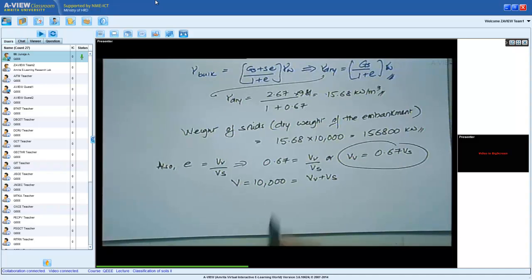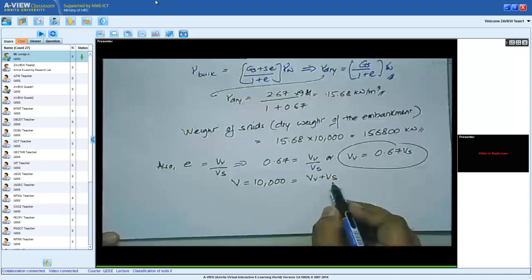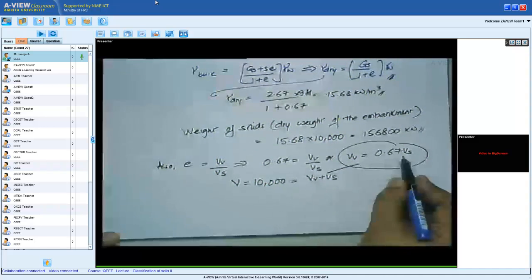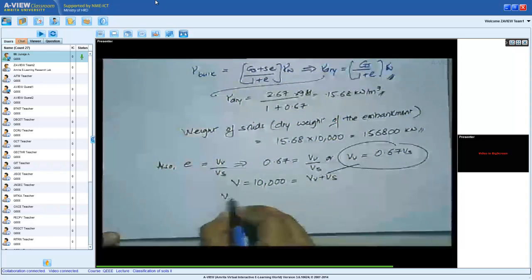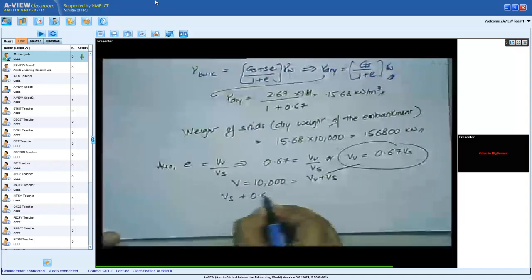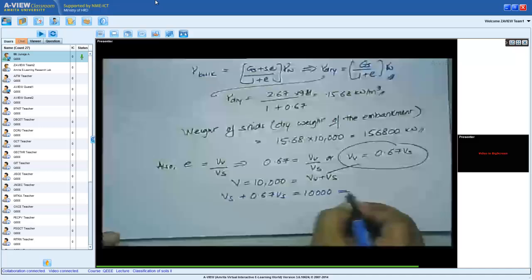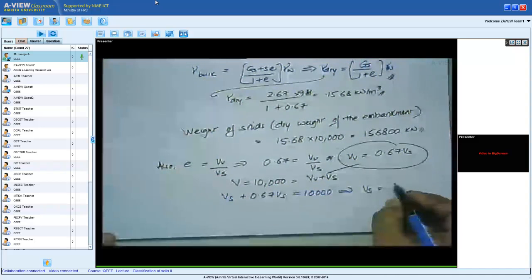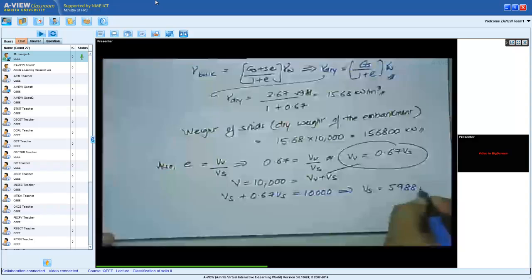So I know 10,000 is the final total volume, the final volume of voids plus the final volume of solids. I know volume of voids is 0.67 times volume of solids. So I get volume of solids plus 0.67 times volume of solids equals 10,000. If you plug in the number, you get volume of solids equals 5988 meter cube.